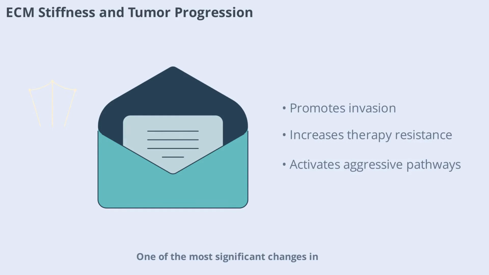One of the most significant changes in the tumor microenvironment is increased ECM stiffness. This physical property can promote cancer cell invasion and resistance to therapy. Stiffer ECM can activate signaling pathways that make cancer cells more aggressive and less responsive to treatment. Researchers are exploring ways to target ECM stiffness as a means to improve cancer therapy outcomes.